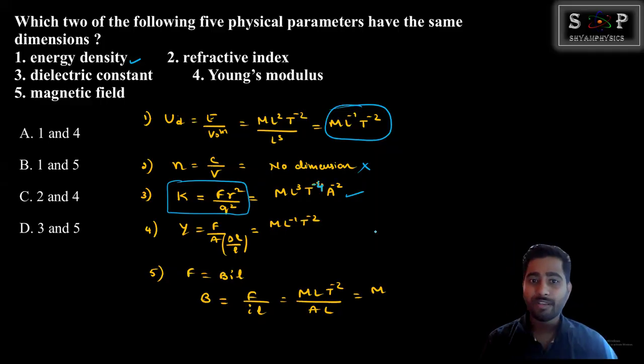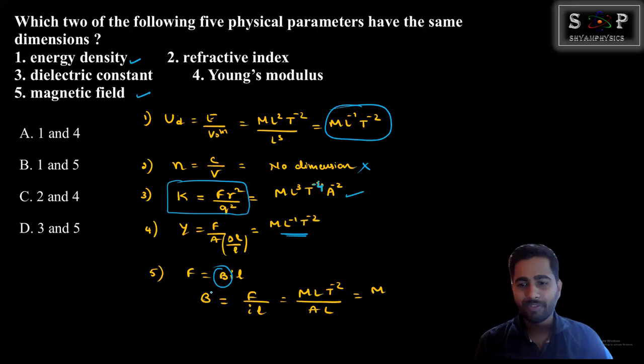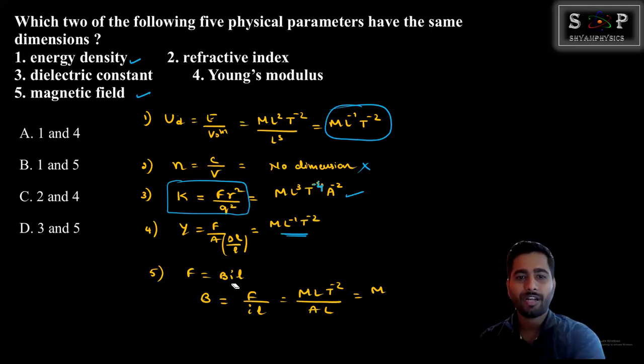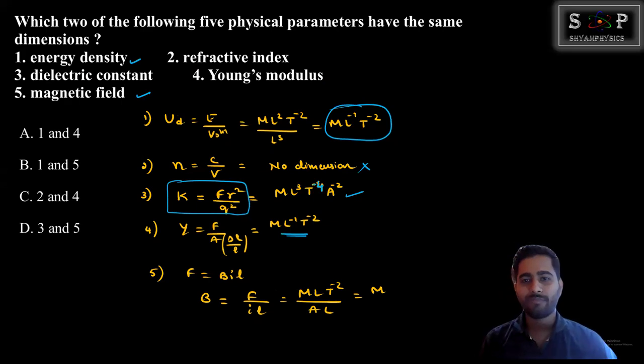And then Young's modulus, as usual, we know that it is almost equal to the pressure. And then force is equal to BIL. The last one is the magnetic field. For that reason, from this equation, I wrote the B value. For B, we got the answer M to the power 1, T to the power minus 2.